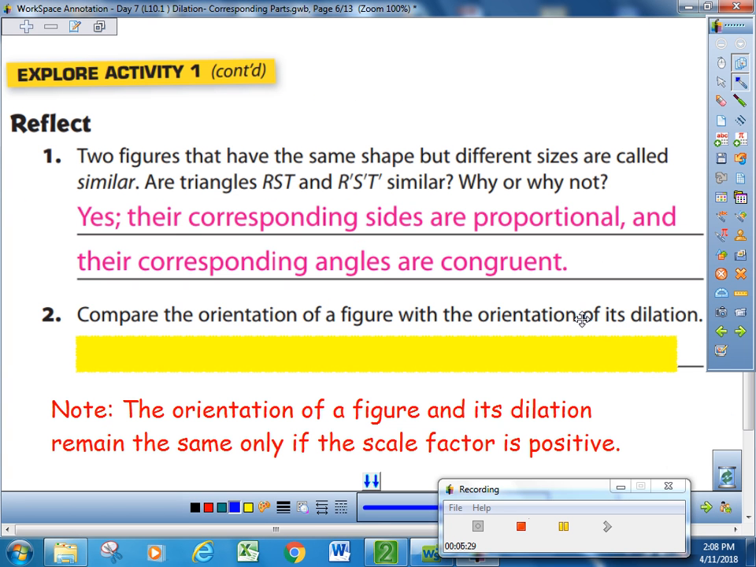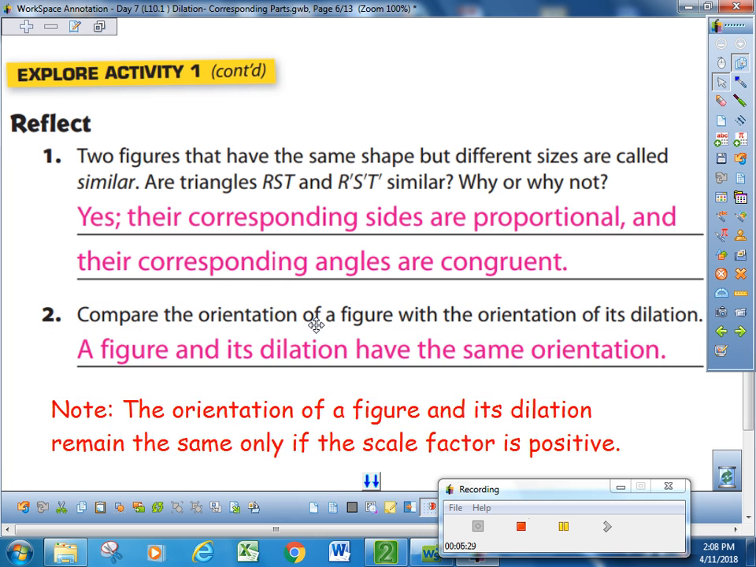So when we compare it, the figure and its dilation have the same orientation. Now, just a little side note here, the orientation of a figure and its dilation remain the same if the scale factor is positive. And we will only work with positive scale factors in this class. You do not have to worry about negative scale factors.